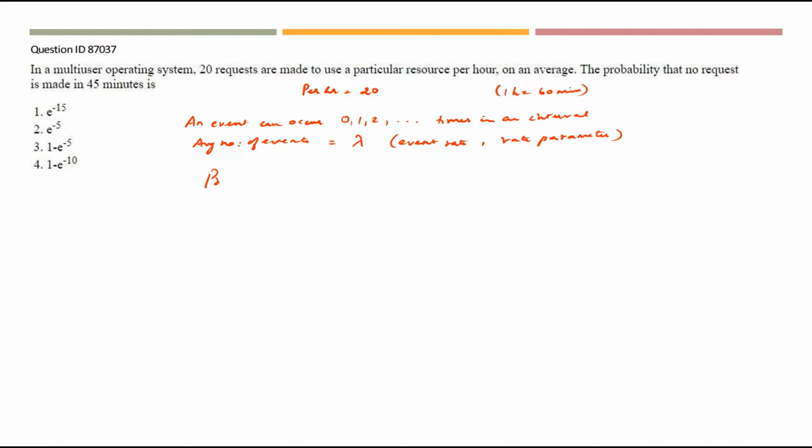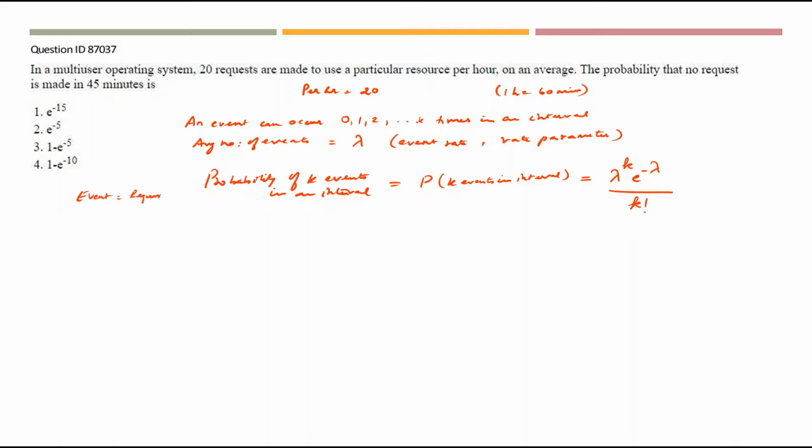The probability of observing k events in an interval. So here we can place 1 time, 2 times or k number of times, denoted by P of k events, is given by the formula lambda power k e power minus lambda divided by k factorial. K denotes the number of events. So here event is equal to the request made. Since no request is made, we are mentioning k is equal to 0 for this problem. For 45 minutes, k is equal to 0.